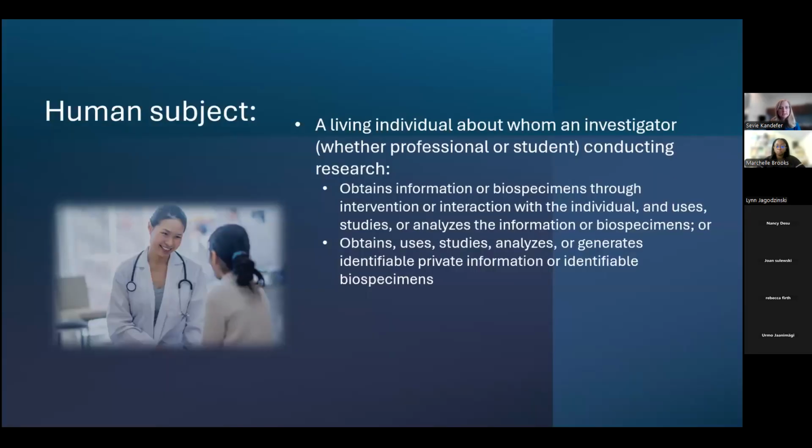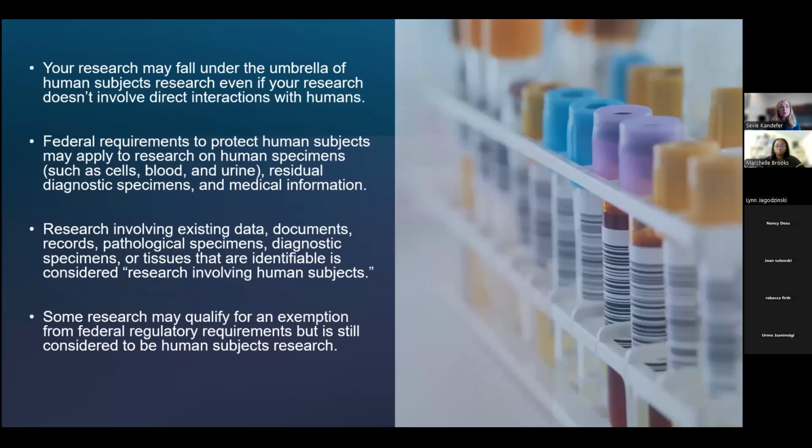So a human subject is a living individual about whom an investigator obtains information or biospecimens through intervention or interaction with the individual, and then uses, studies, or analyzes that information or biospecimens. Or it's when the investigator obtains, uses, studies, analyzes, or generates identifiable private information or identifiable biospecimens. So your research may fall under the umbrella of human subjects research, even if your research doesn't involve direct interactions with humans. Federal requirements to protect human subjects may apply to research on human specimens like cells, blood, and urine.